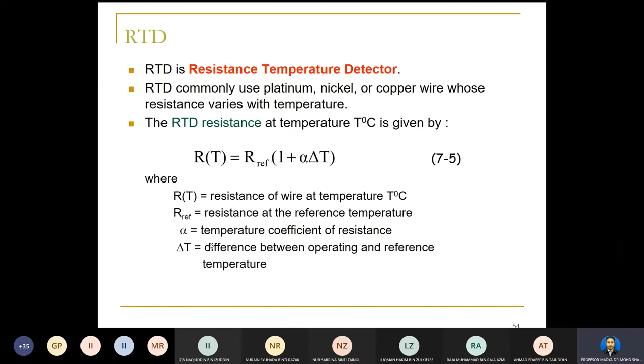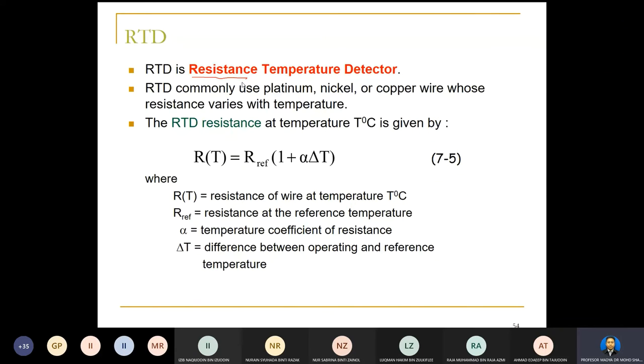Okay, so next we go for the temperature sensor, the RTD. You can see that before this, I showed the very small sensor. It's based on the resistor. Actually this is a change in the resistor. RTD stands for resistance temperature detector. This means the changes of resistance.